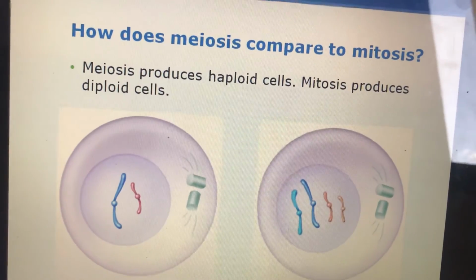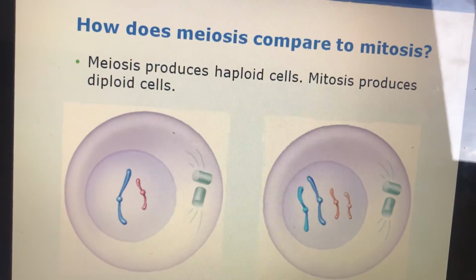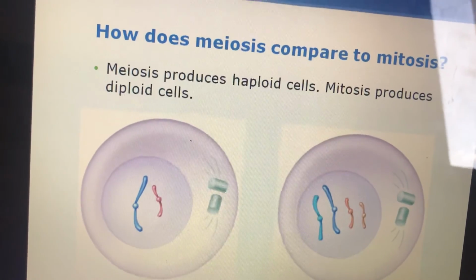Meiosis produces haploid cells or gametes or sex cells, while mitosis produces diploid cells. This is a haploid cell, this is a diploid cell.